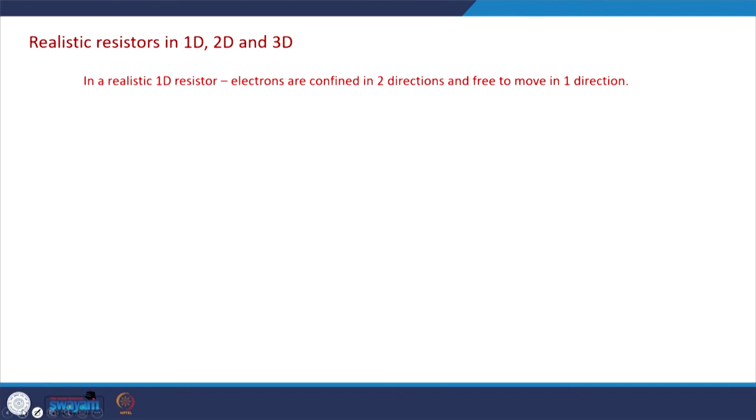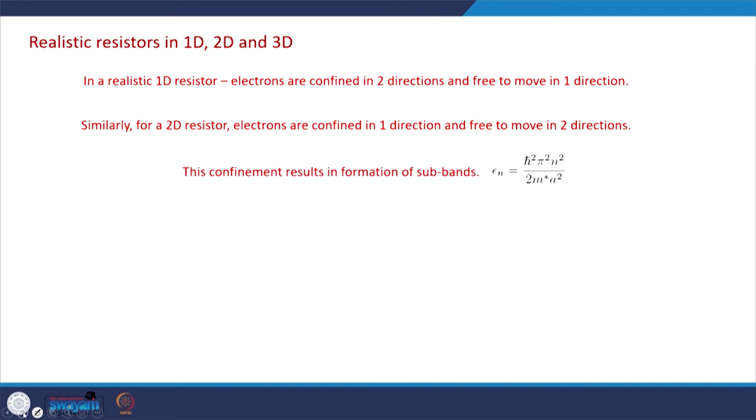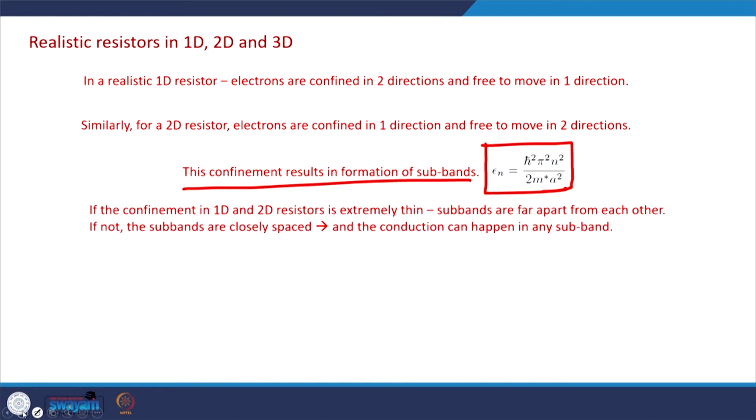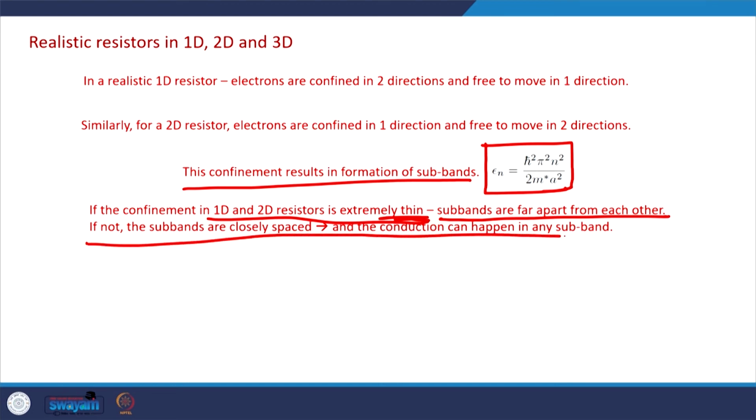So, just to sum it up, the confinement results in the formation of subbands, and these subbands are based on the discrete energy levels that arise because of the confinement. If the confinement in 1D and 2D resistors, or the confinement direction, is extremely thin, subbands are far apart from each other, and if not, subbands are very closely spaced. So, if a 2D conductor is extremely thin, it might happen that the subbands are very far apart from each other, and it does not make any difference in that case.